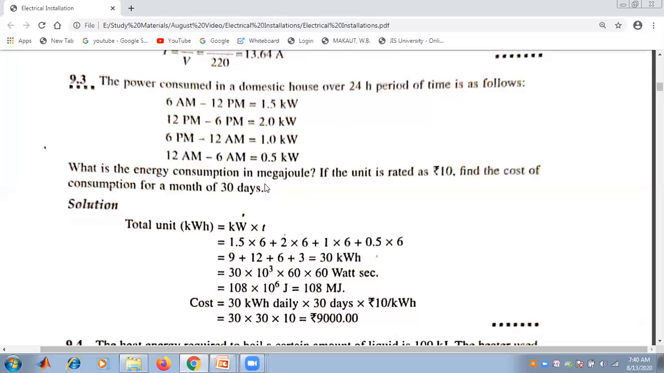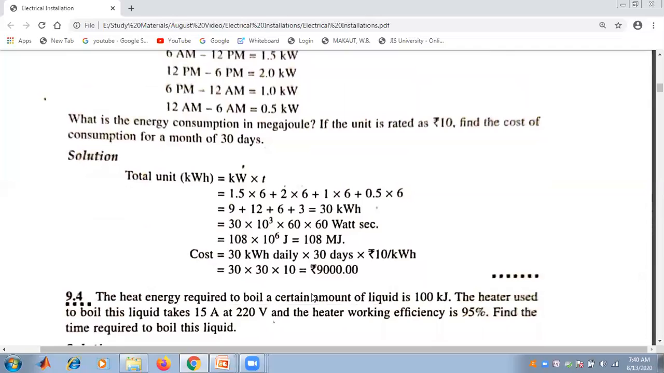So we have to calculate it in megajoule. 10 to the power 6 joule is 1 megajoule. So it is 108 megajoule. Now the cost: the daily energy that is consumed is 30 kilowatt hour, it is clear.